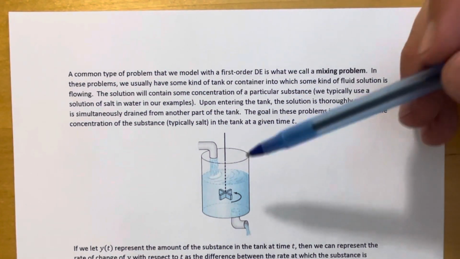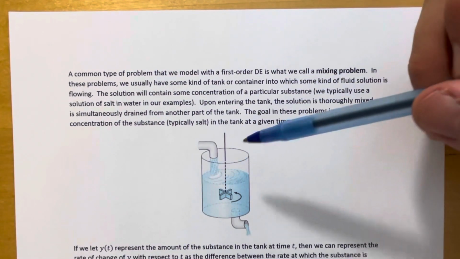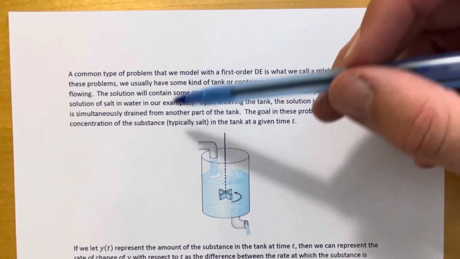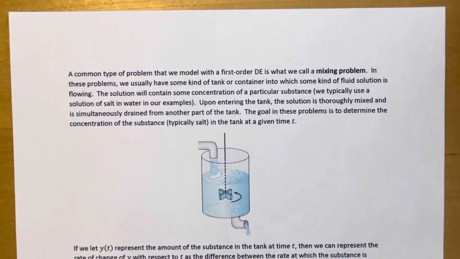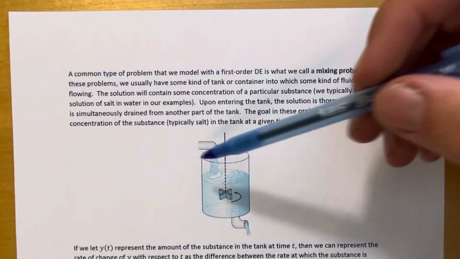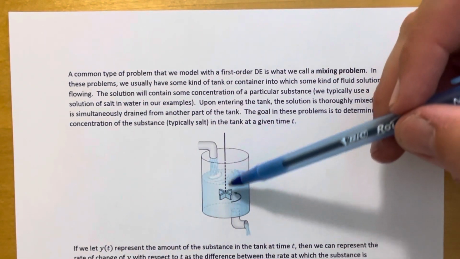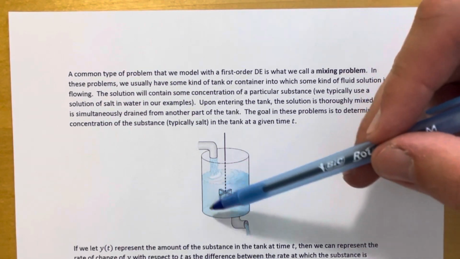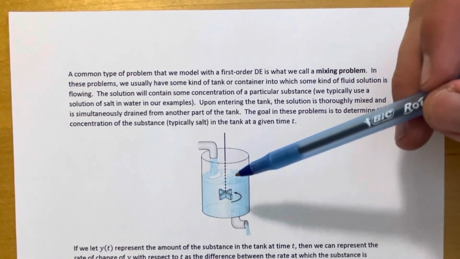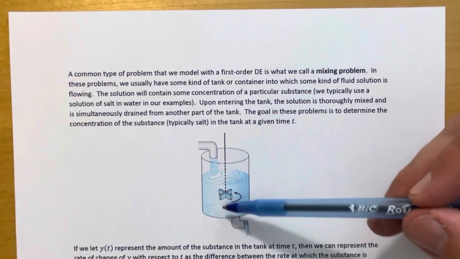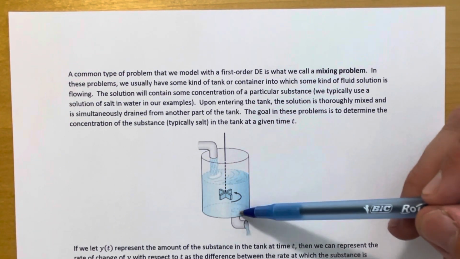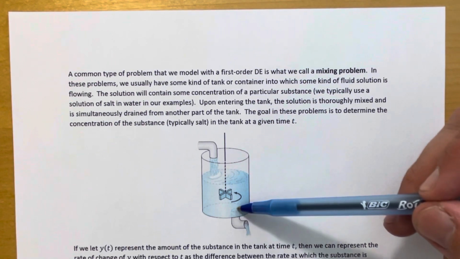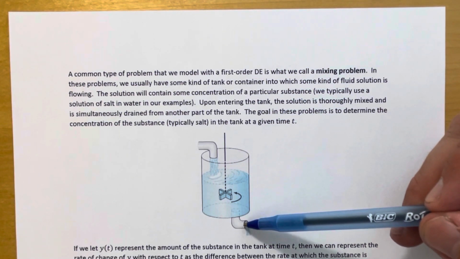The idea behind these problems is you have a tank or a container of some kind, and you're pouring a solution into it. Usually the solution is salt water. We have a certain amount of salt that's been dissolved into a certain amount of water, and it's being poured into this tank. And then there's some mechanism inside the tank that mixes it, so the concentration of salt is uniform throughout all of the contents of that tank. And then once it gets mixed, some of that solution is let out through a different exit point, like a little valve or a pipe or something like that.